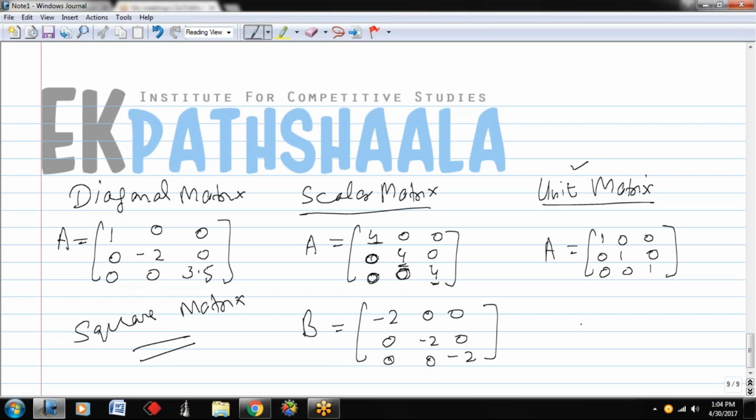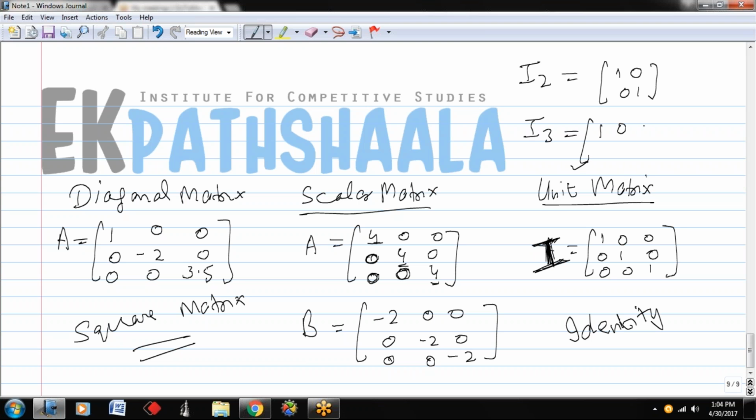We also call this unit matrix the identity matrix. It is not symbolized with A, B, C, D. The standard notation for this is I. If I say I2, that means it is an identity matrix of order 2. If I say I3, then it is an identity matrix of order 3.